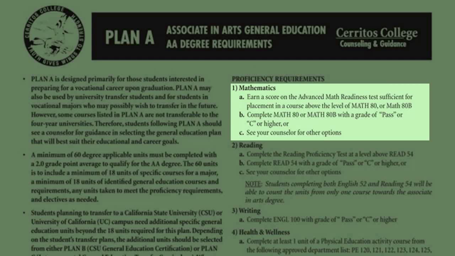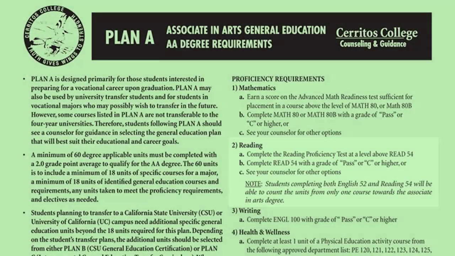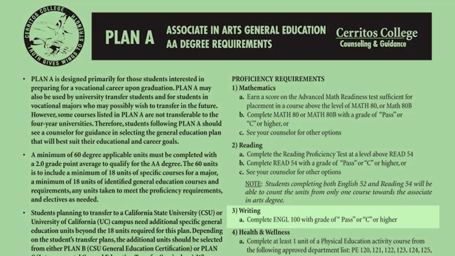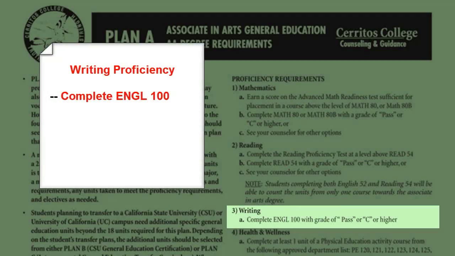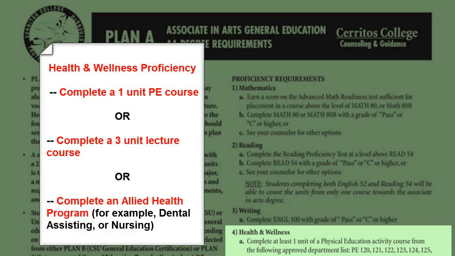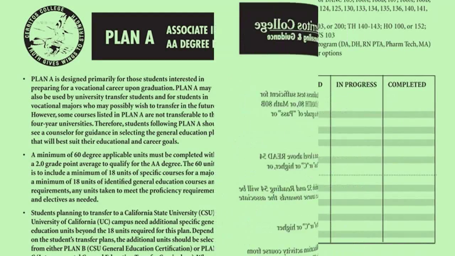When meeting the proficiency requirements for mathematics, you need to either place above Math 80 or take the Math 80 course. For reading, you need to place above Reading 54 or take the Reading 54 course. For writing, you need to complete English 100. When you meet the health and wellness requirement, you could either take an activity course or a lecture course, or if you're taking a health occupations program, you don't have to take a course because you'll meet it when you complete the program.